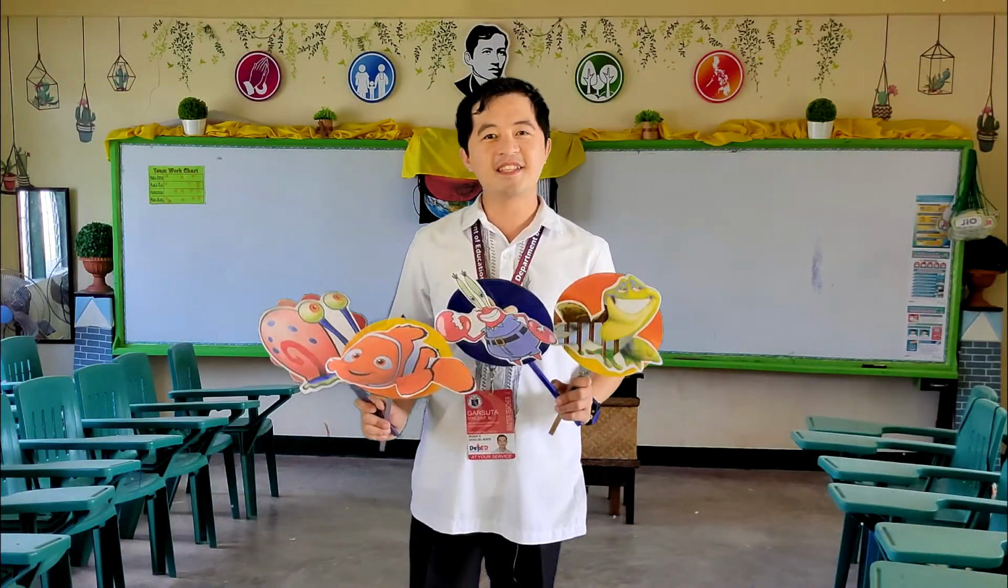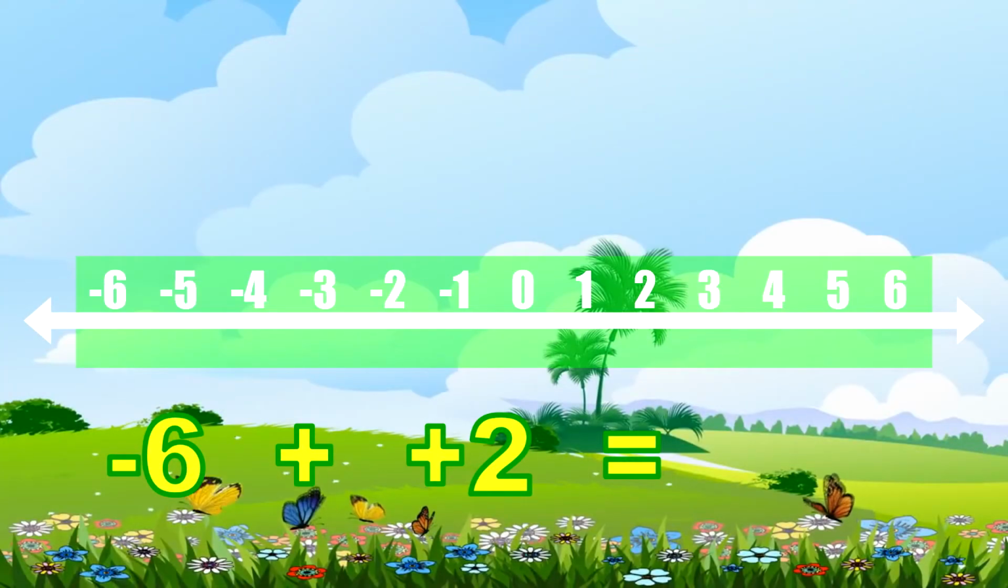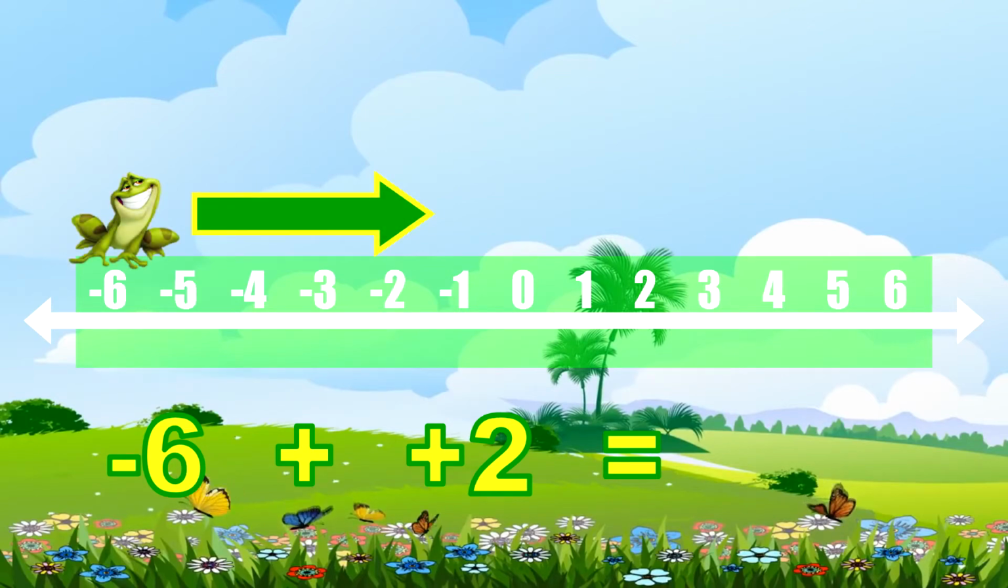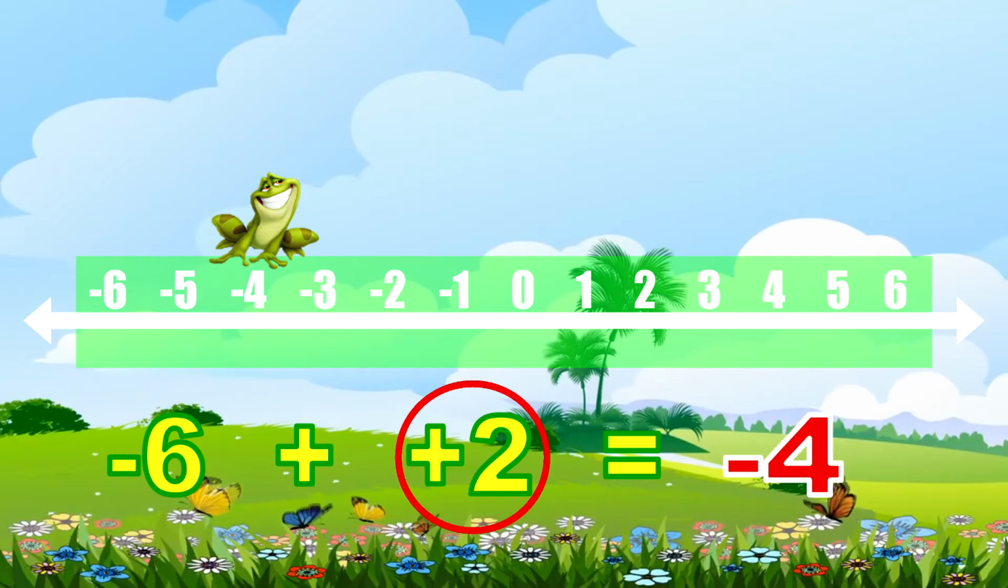Okay, let's have some examples with the help of our friends. Negative 6 plus positive 2. Prince the Frog is at negative 6. And since you are adding a positive number, it will jump to the right. 1, 2. The answer is negative 4.